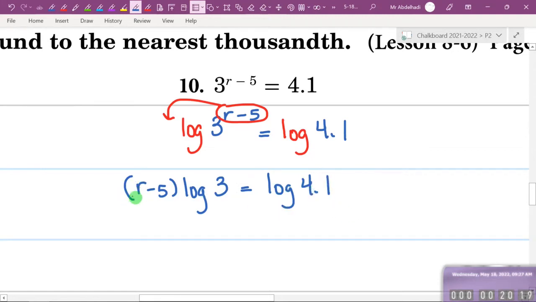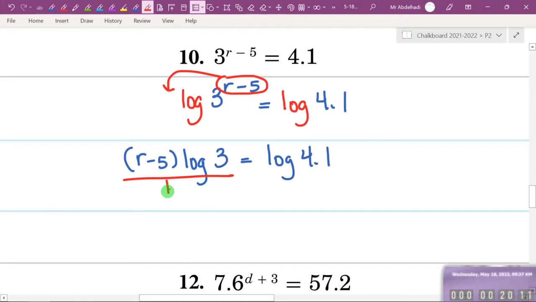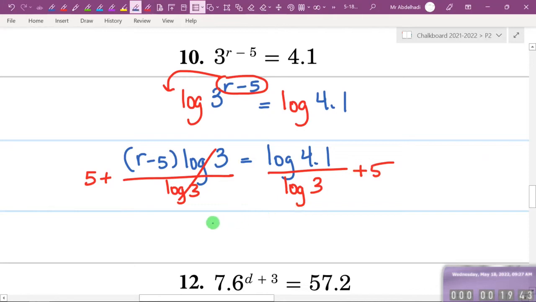And now your job is, how do I get this r by itself? Here it is. I need to get rid of 2 things. I need to get rid of this log, and I need to get rid of this -5. The log, I'm going to divide. Divide both sides by log 3. That'll cancel out the log, and that'll get me there. Now I have r minus 5 equals this fraction right here, which is going to have to be done with a calculator. Well, I want to get rid of that 5. How can I get rid of this -5? Yeah, I can add 5 as well. So if I add 5 to this, that'll cancel out that 5 right there, right? And that means I have to add 5 over here as well. So r equals whatever this fraction is plus 5.